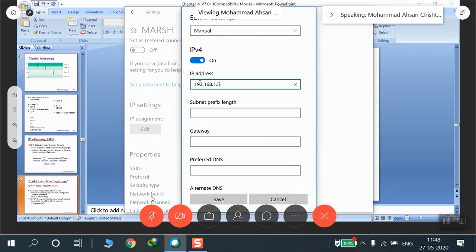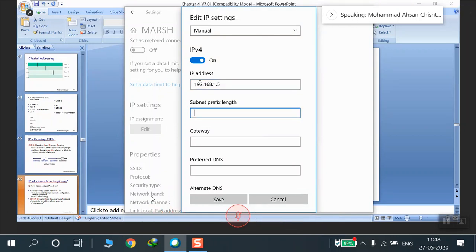192.168.1, let's say 5. Then I have to say how much my subnet prefix is. Let's say 255. I'm using a class C address because it's 192. If you see the table that I previously mentioned, 192.0.0.0 is supposed to be within class C. So I would have the first 24 bits as the network part, 255.255.255.0. Then I'll put the gateway, which is the network I'll be connected to.